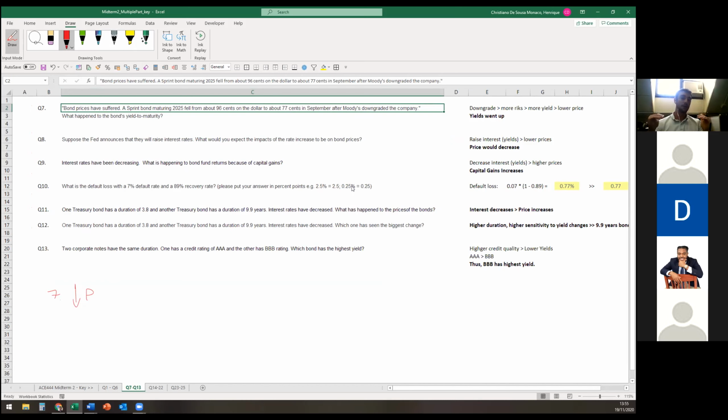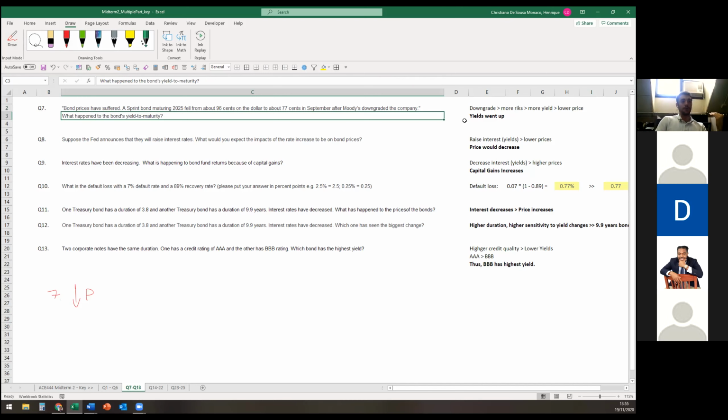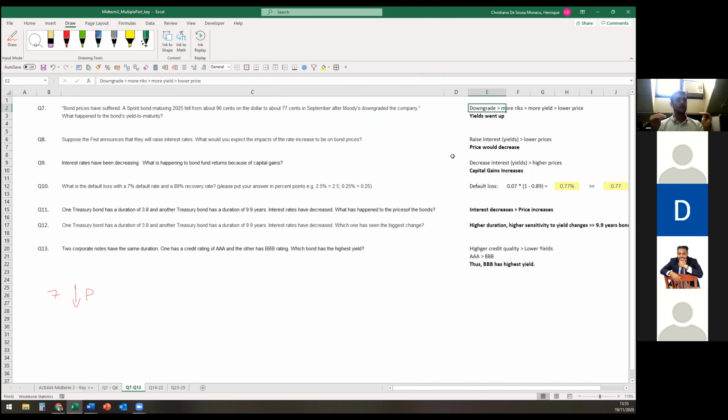If credit quality increases, you require less yield to invest in the bond. That was the opposite, right? And the question was exactly that. What happened to the bond's yield to maturity? So the logic here, remember, if the bond has been downgraded, you should require a greater return to invest in that bond to compensate for the default risk. And that greater additional return that you are requiring is the same as saying you require more yield. You should remember that inverse relationship between prices and yield, right? Prices went down, yields went up. So that was question 7 here.